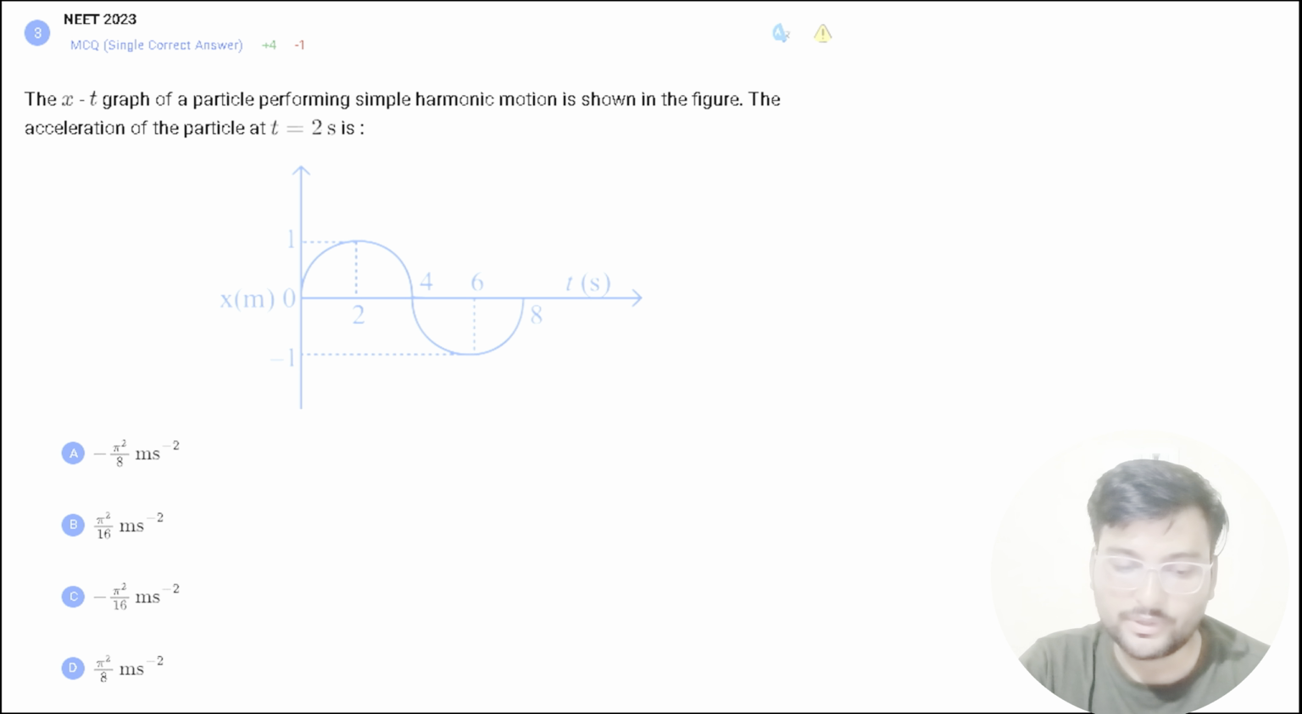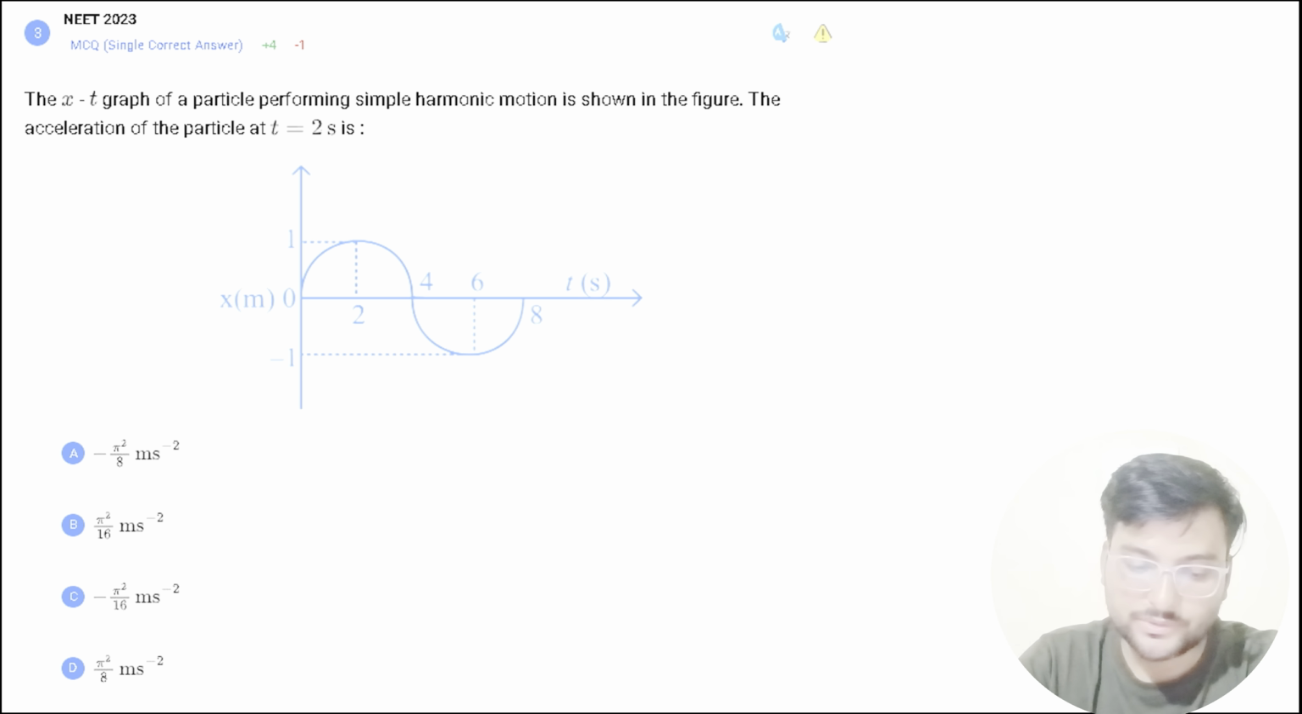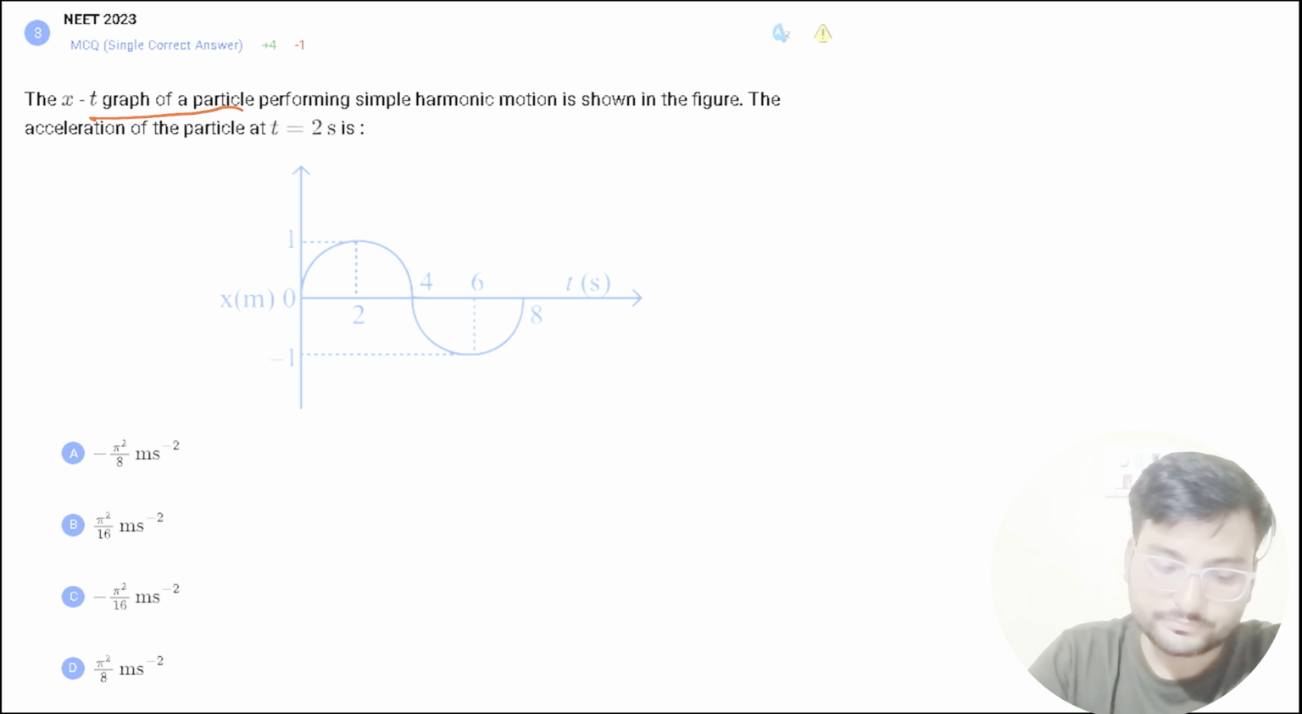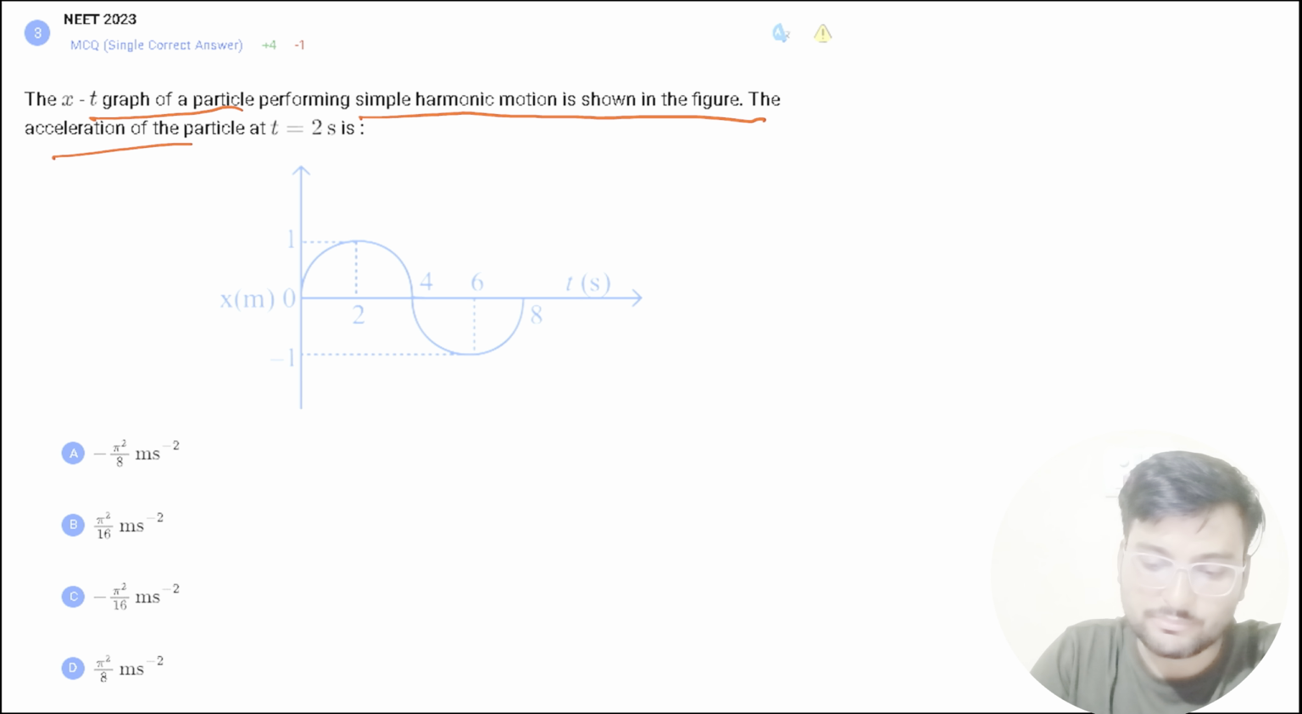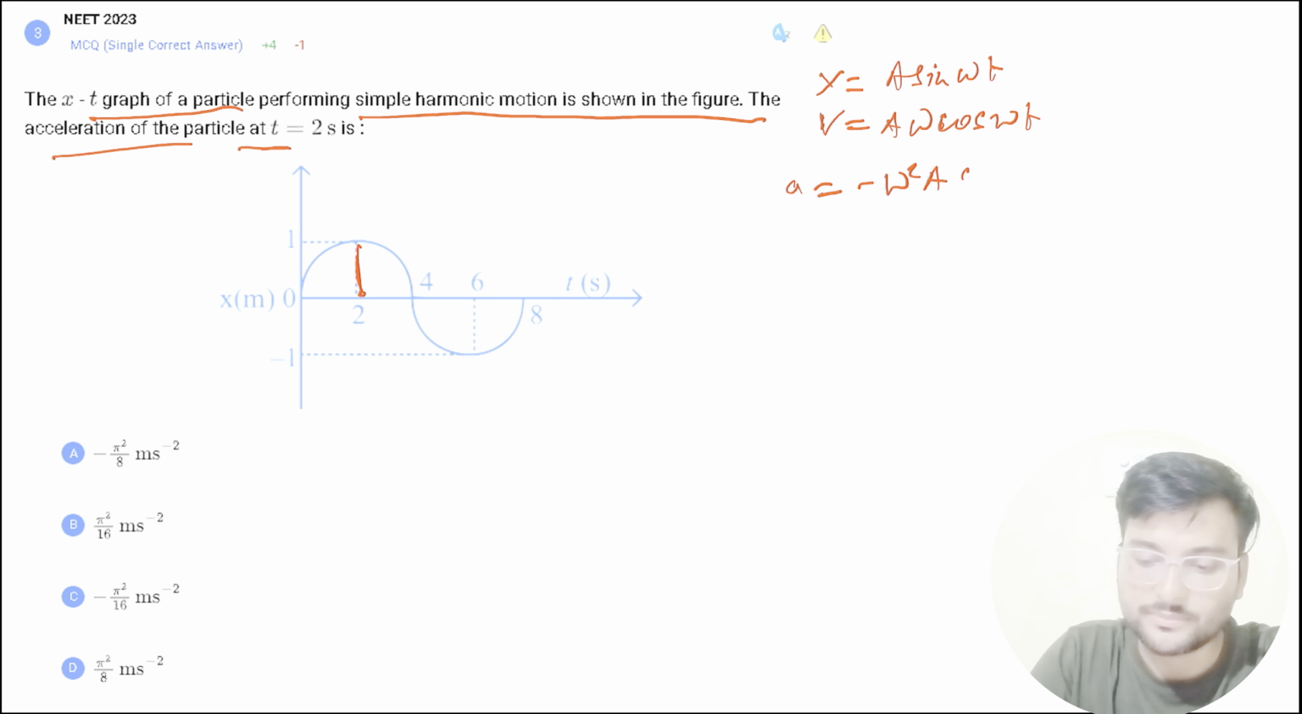Now in the next question, again asked in 2023, they say that an x-t graph is given for simple harmonic motion as shown in the figure. Then they ask the acceleration at t equal to 2. So x is equal to a sine omega t, v is equal to a cos omega t, and acceleration becomes minus omega square a sine omega t.